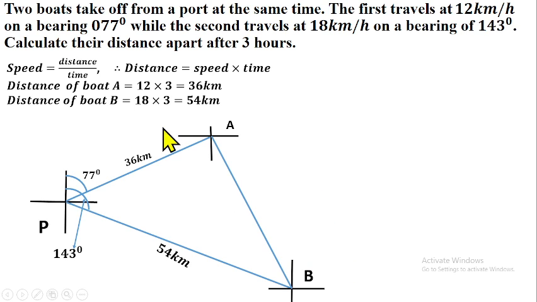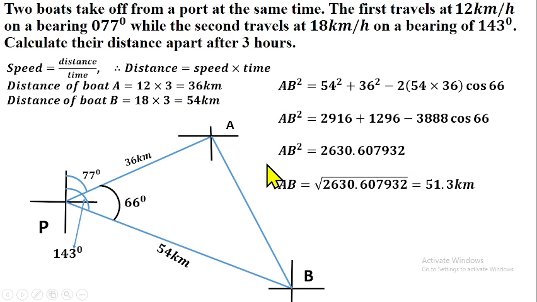So now you have to calculate the distance apart, that is the distance between A and B, which is this side. That shouldn't be a problem by now, because this angle here is 143 and this angle is 77. We need the angle inside the triangle, and that is 143 minus 77, which gives us 66 degrees. Because this triangle is a non-right angle triangle, we can use the cosine rule to find the distance between A and B.